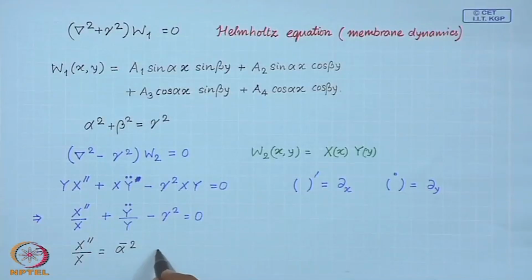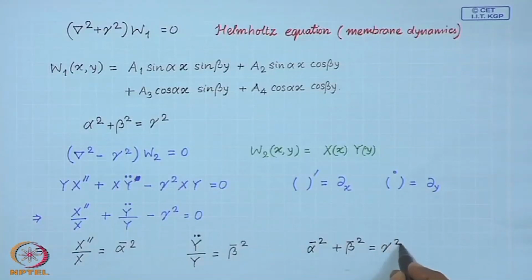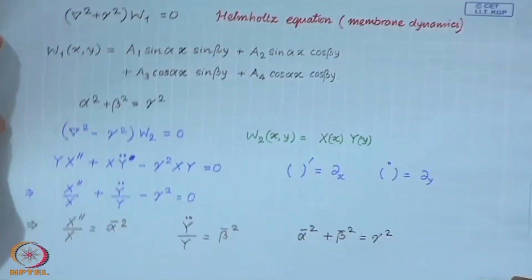And for y, this constant by beta bar square. So, in that case what I have is alpha bar square plus beta bar square must be gamma square. So, now let us look at these differential equations for capital X and capital Y.